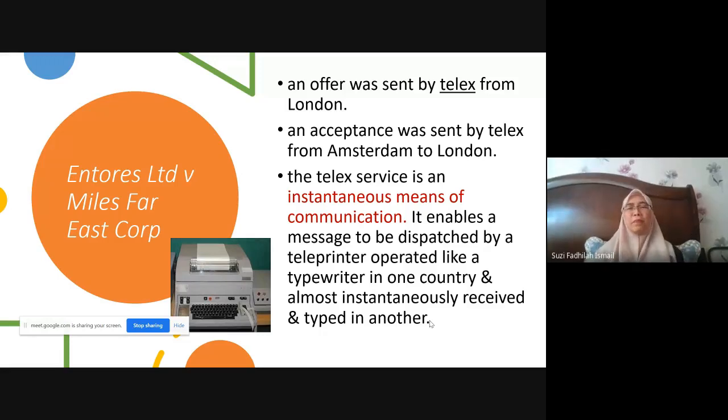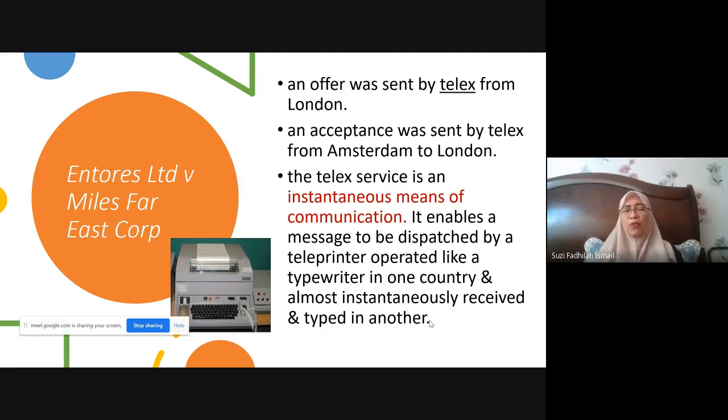So the offer was sent by telex from London to Amsterdam, and then the acceptance was also sent by telex from Amsterdam to London. As far as the method of communication is concerned, telex service is considered an instantaneous means of communication, instant. But how it operates, I'm not sure whether nowadays we still use telex. It enables a message to be dispatched by a teleprinter, in the picture, which operates like a typewriter. I think it's like a fax, more or less, in one country, and almost instantaneously received and typed in another.